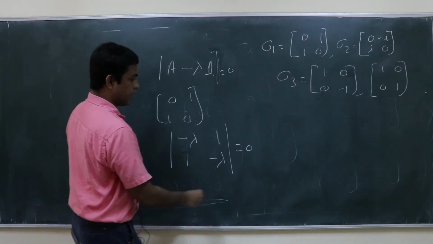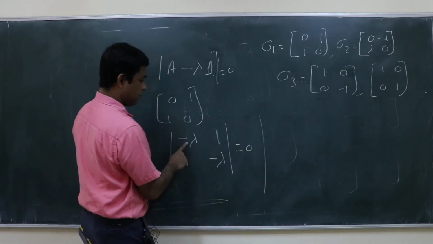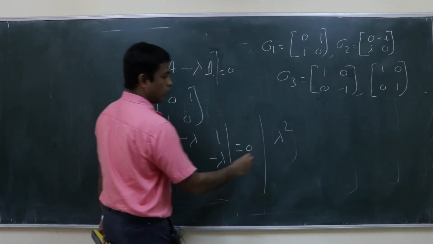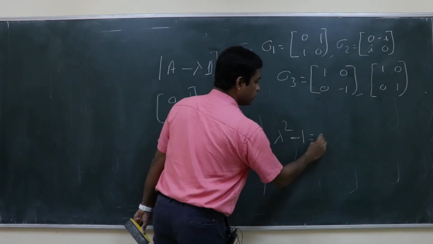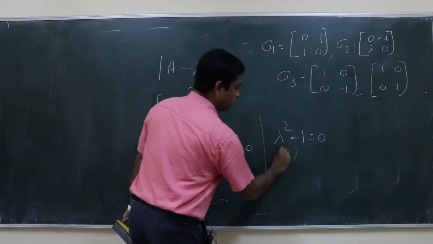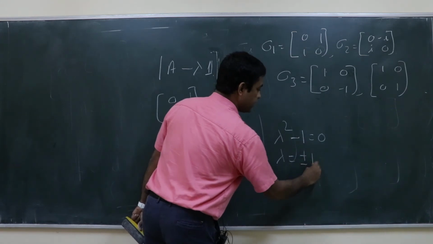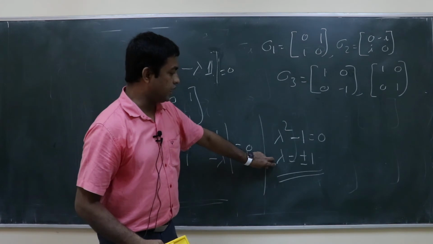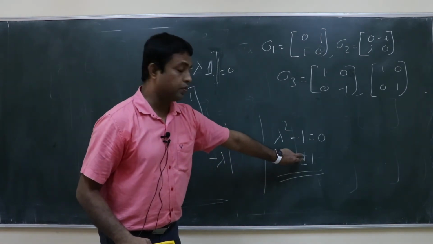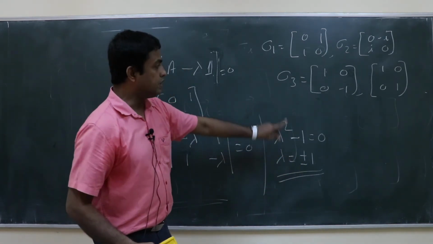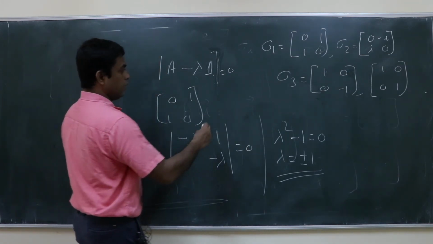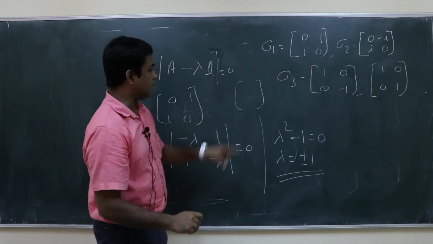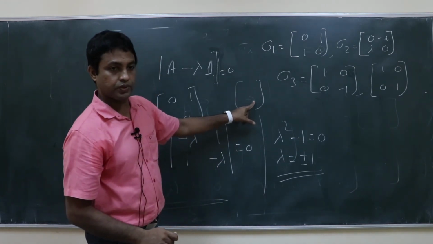So what is the characteristic equation corresponding to this? Minus lambda into minus lambda, lambda square minus 1, equal to 0. What are the solutions? Lambda is equal to plus or minus 1. This is what somebody said earlier: you get eigenvalues plus or minus 1.